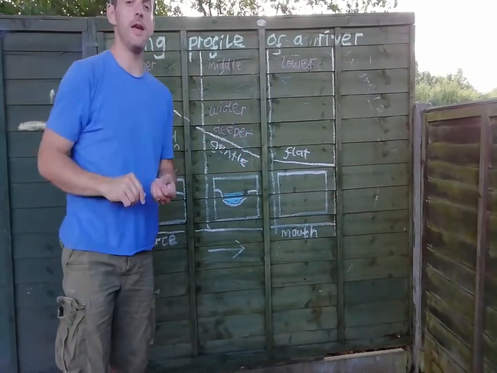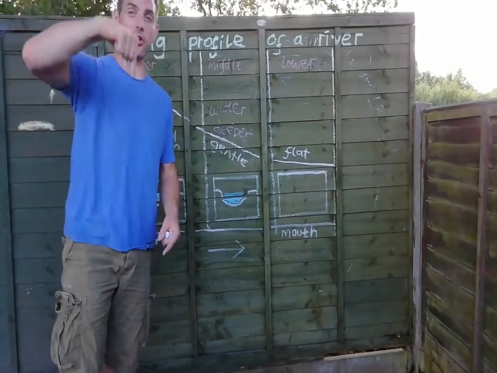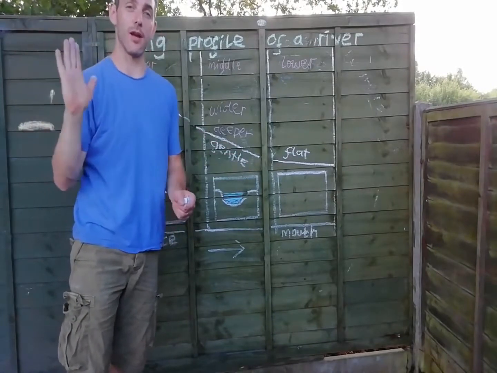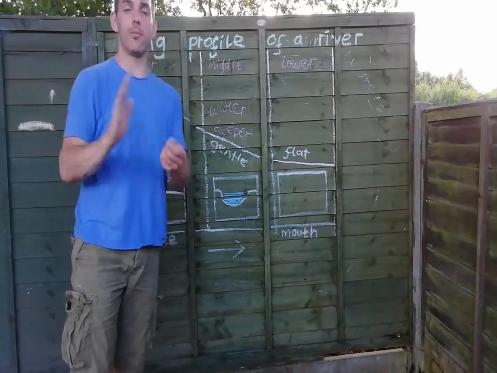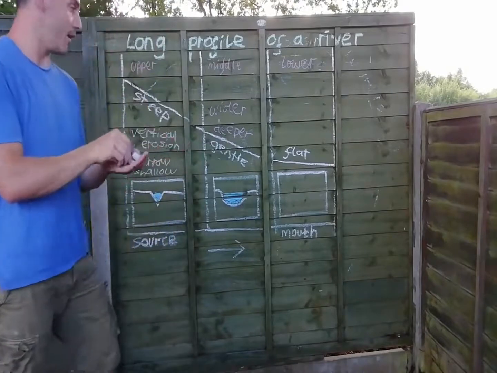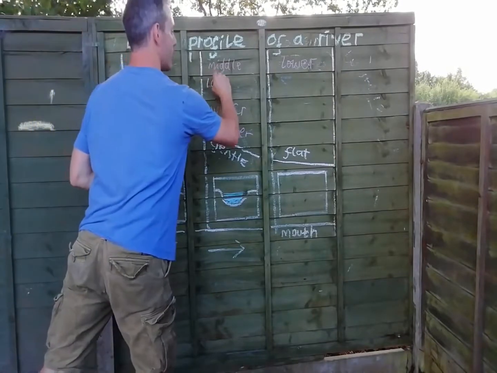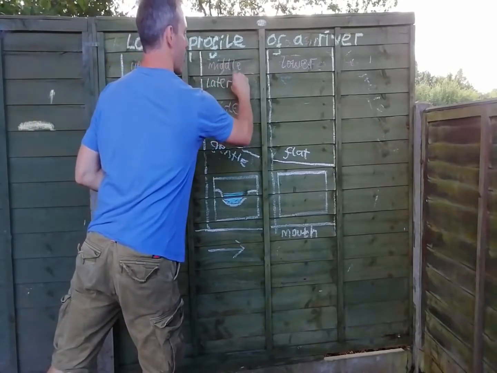Now what you've got going on here, because the land has become more gentle, the water's not pushing down so much, the water's pushing sideways or pushing more horizontally. So the type of erosion that you get here is called lateral erosion.